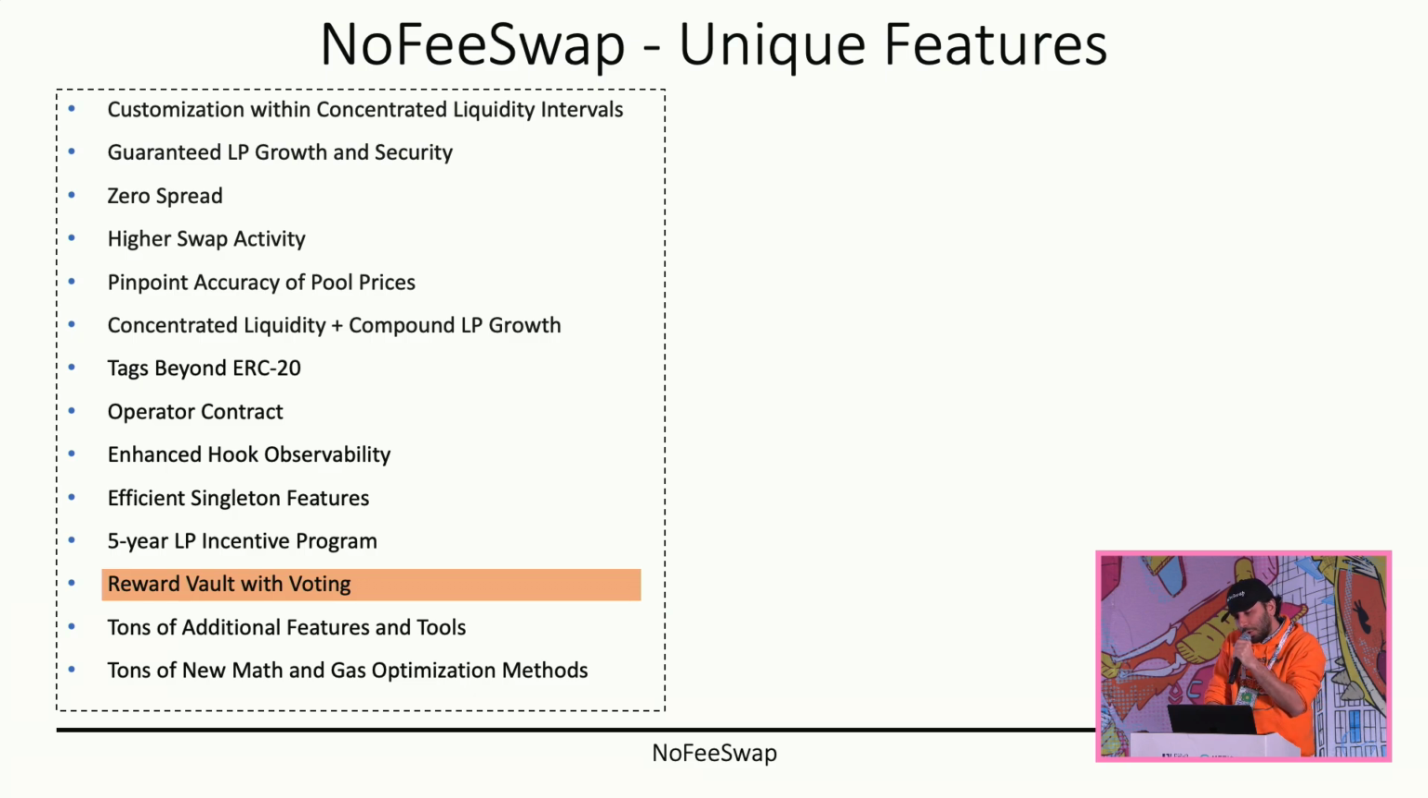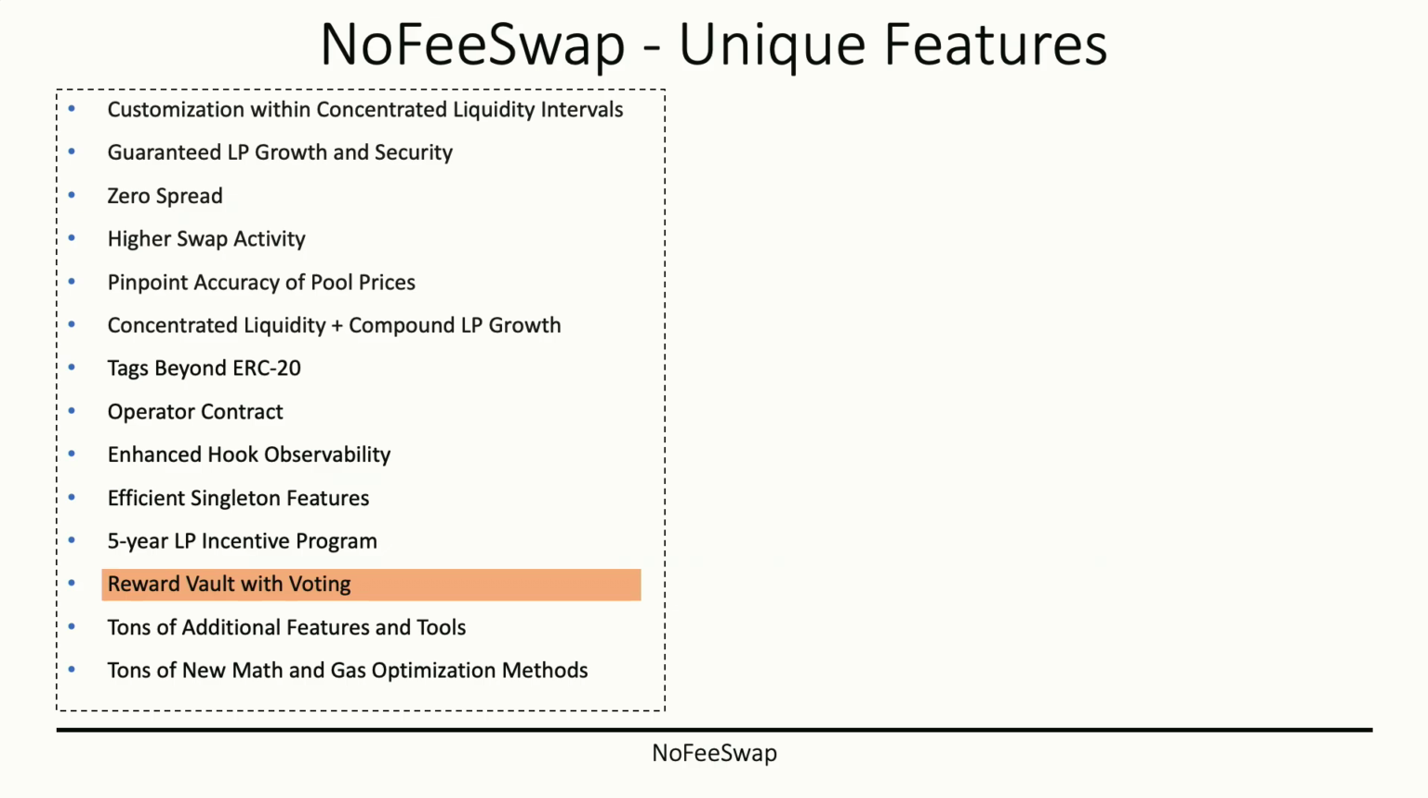There's a vault for NoFeeSwap governance tokens in which you can deposit your tokens to be rewarded with more tokens. Additionally, while depositing, you do not lose the ability to vote. You can still delegate your voting power to yourself or any other wallet. There are many other features and tools.